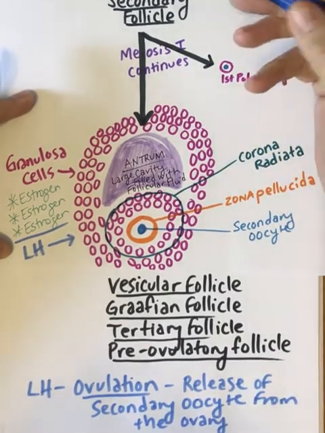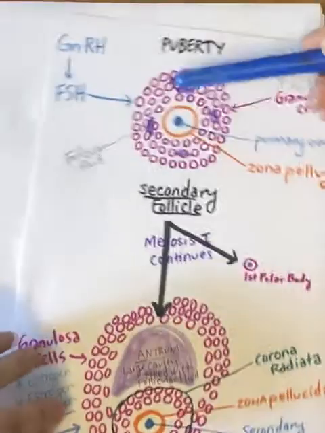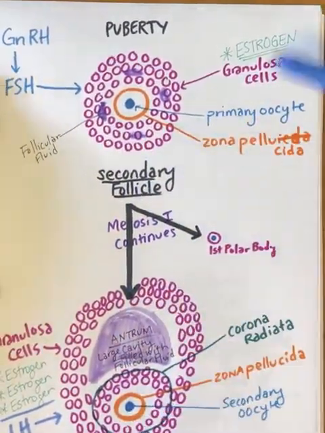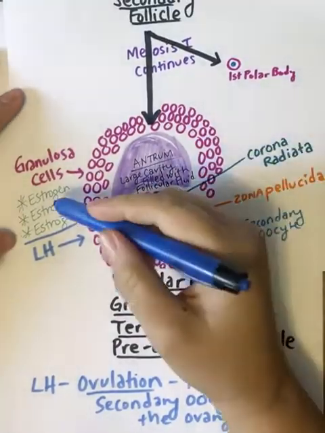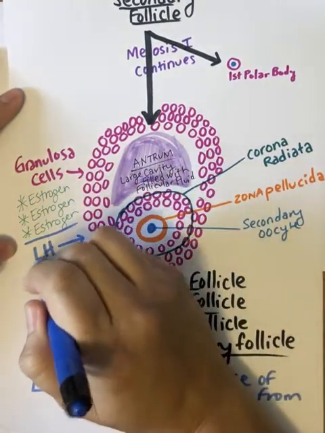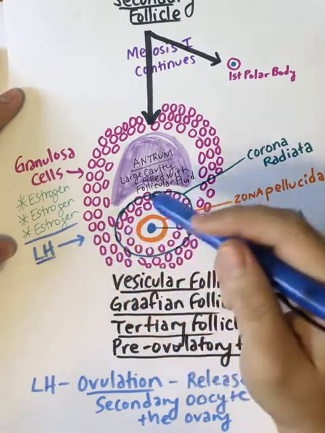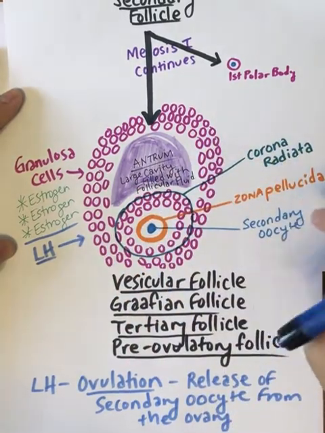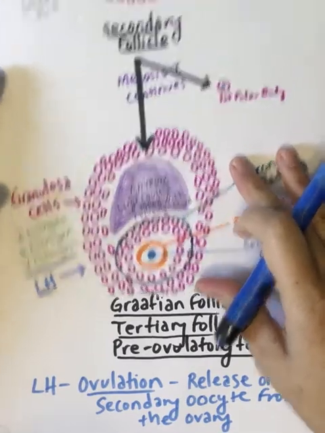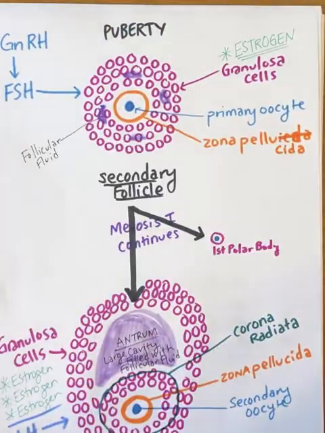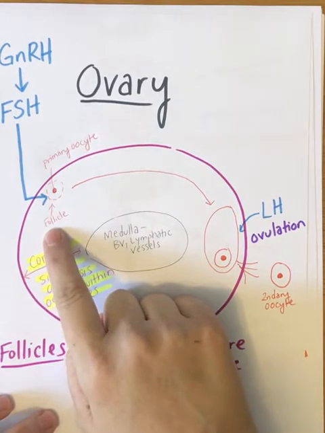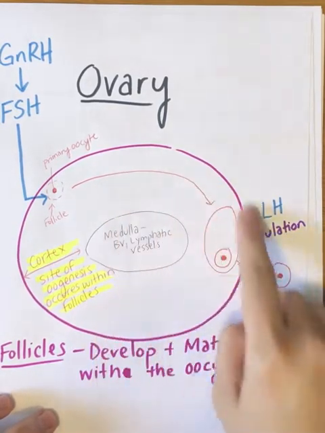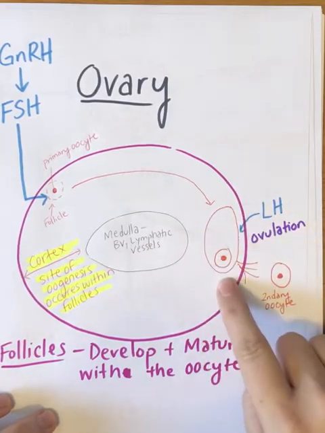So FSH from puberty is making the follicle grow. And when you have high amounts of estrogen, when you get to the vesicular follicle, high amounts of estrogen stimulates the anterior pituitary to release LH. The ovary then is going to release the secondary oocyte from the ovary and into the fallopian tube. So we've seen the ovarian cortex. It grows. So we started with the primordial follicle to the primary follicle to the secondary follicle. Now we're to the pre-ovulatory follicle.